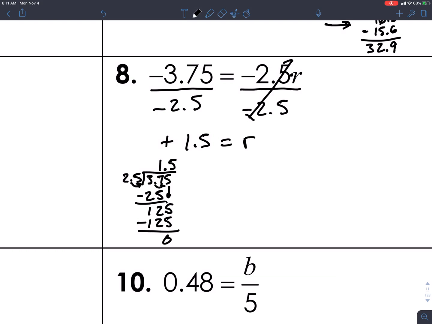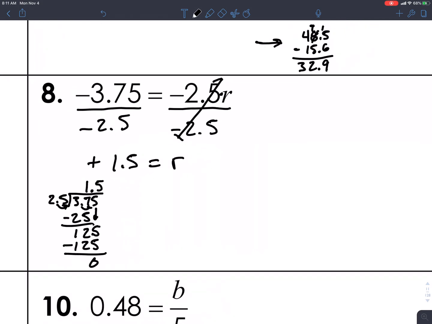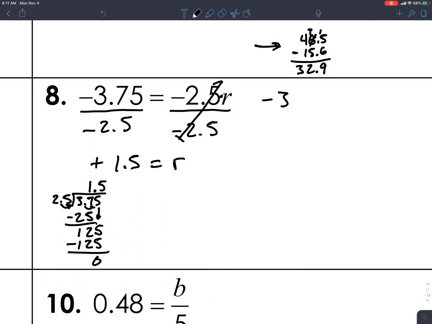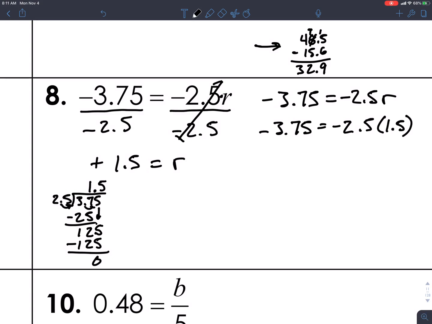Okay? So now we just need to check it. Rewrite the exact equation. Okay? Now rewrite it again. And this time I take out my decimal, put in the number I came up with, 1.5. It's a positive 1.5, so I don't have to put a sign there because it's positive. Then I go ahead and figure it out. Negative 3.75 does not change.